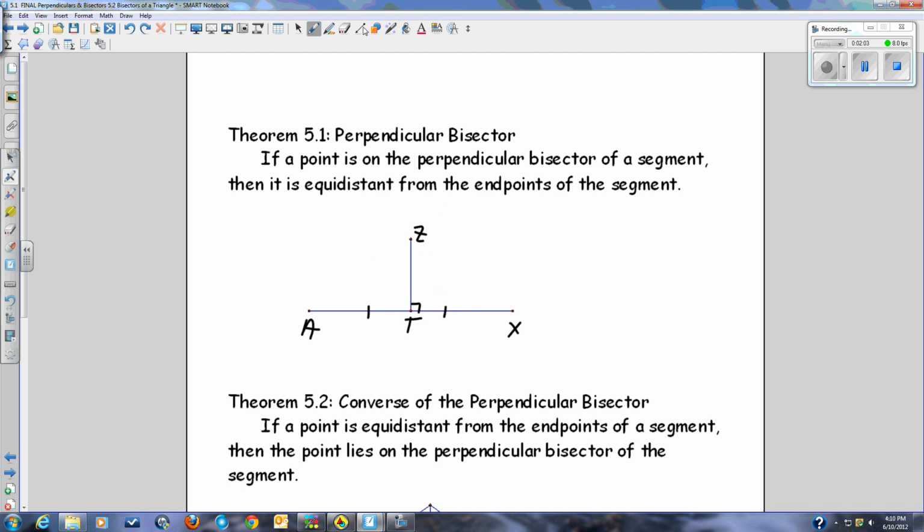And what this means is that point Z, which is on the perpendicular bisector of the segment, must be equidistant from the endpoints of the segment. So if I were to draw lines from Z to A and Z to X, they would have to be equal in length. That's what equidistant means, equal in length.